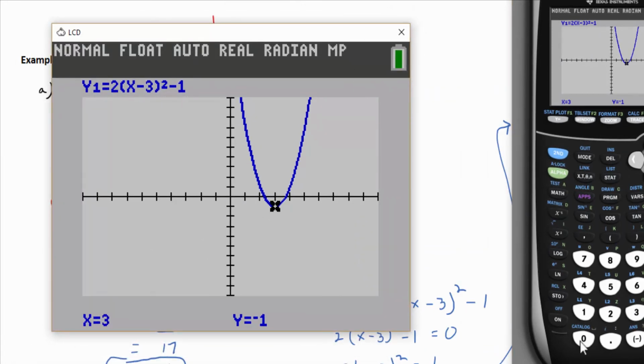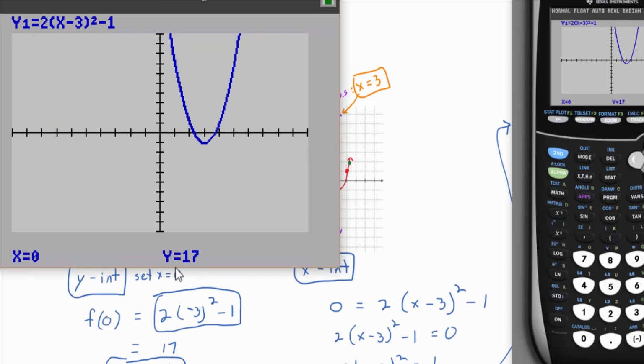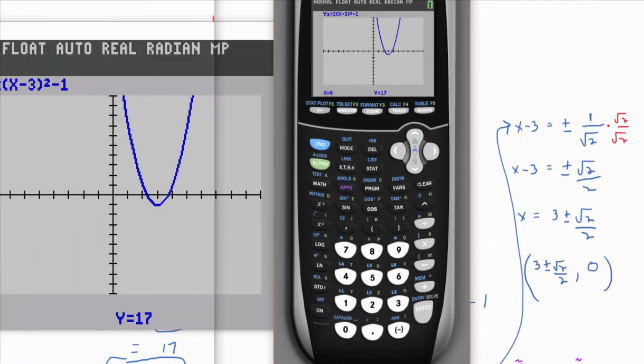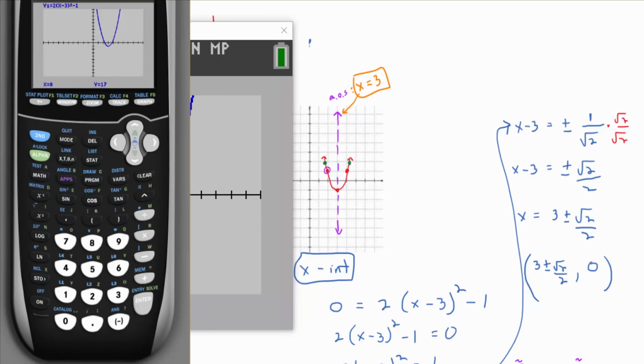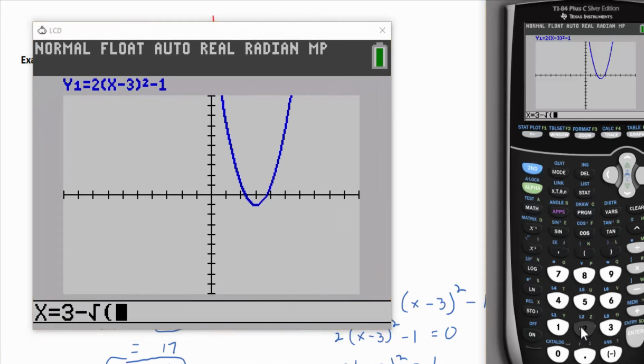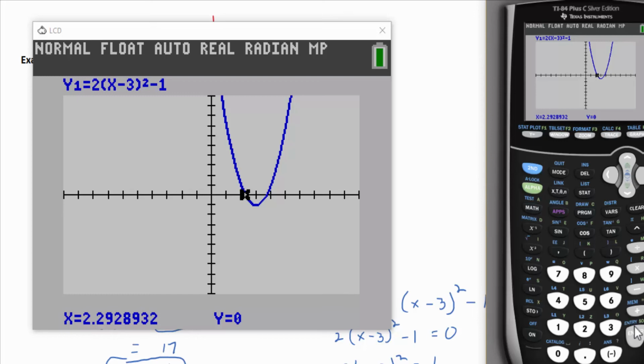By the way, if you wanted to, you could punch in 0 for x and get 17. That was the y-intercept, 0, comma 17. You could verify that. And then you can also verify the x-intercepts you just found. Let's do 3 minus root 2 over 2. You got to hit trace first for this to work. So 3 minus square root 2, close the parenthesis, divided by 2. If that's the x-coordinate of the x-intercept, what should pop out? 0. It does. And 0 will pop out if you type in the right-hand one. With technology, you can know for sure that everything you did is correct. Okay?